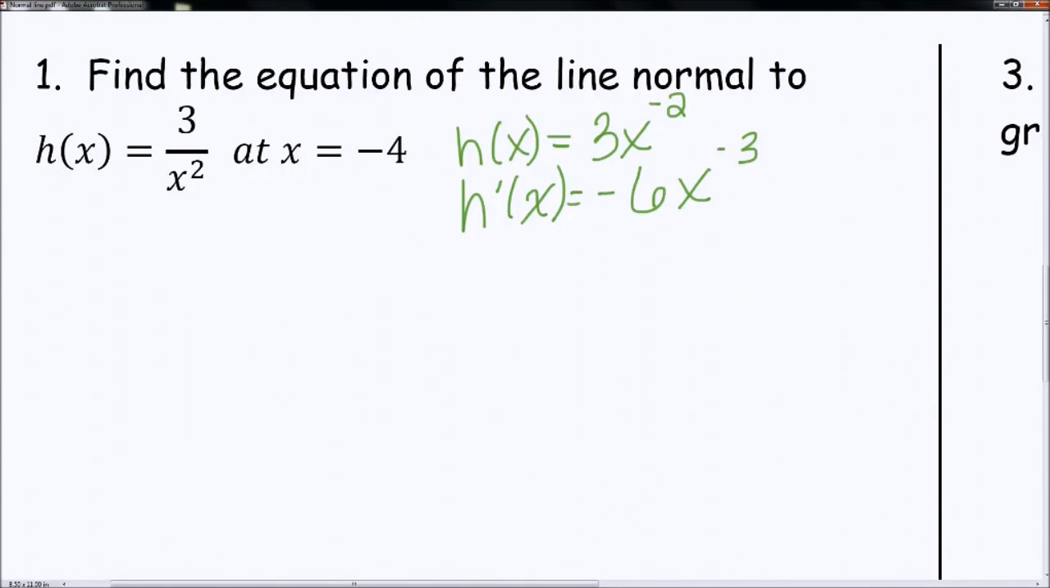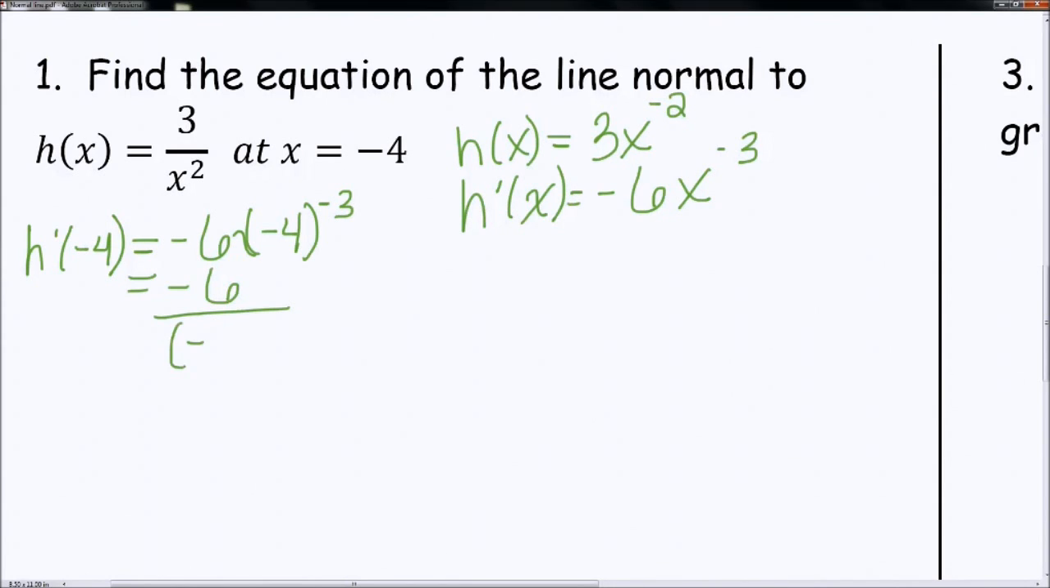Let's go ahead and find the slope of my tangent line so I can use the opposite reciprocal. So h prime of negative 4 is equal to negative 6 times negative 4 to the negative 3. That would be negative 6 divided by negative 4 to the third, which is equal to negative 6 over negative 64, which is 3 over 32. And so that is our m.